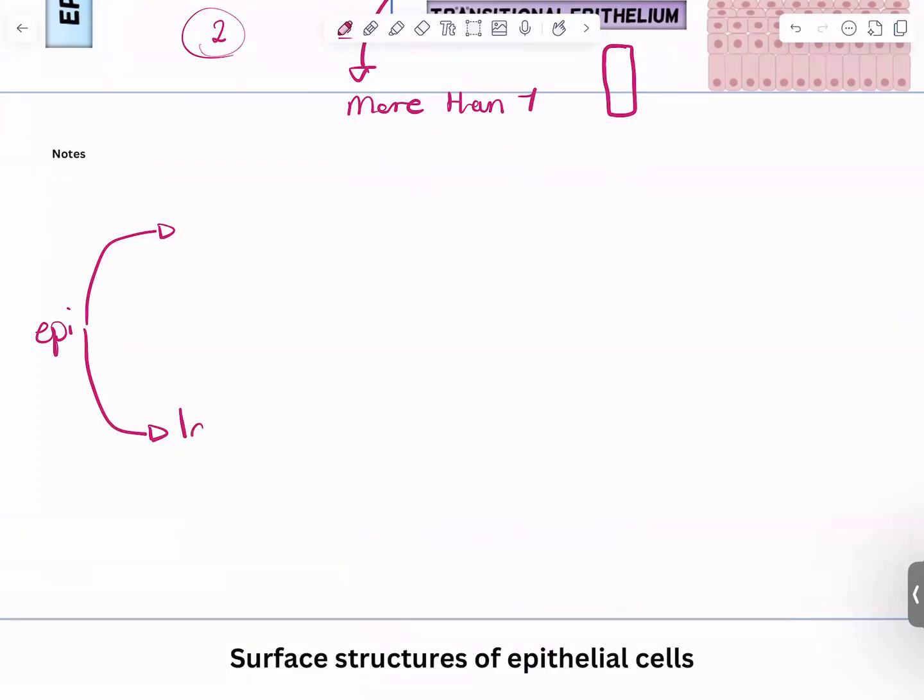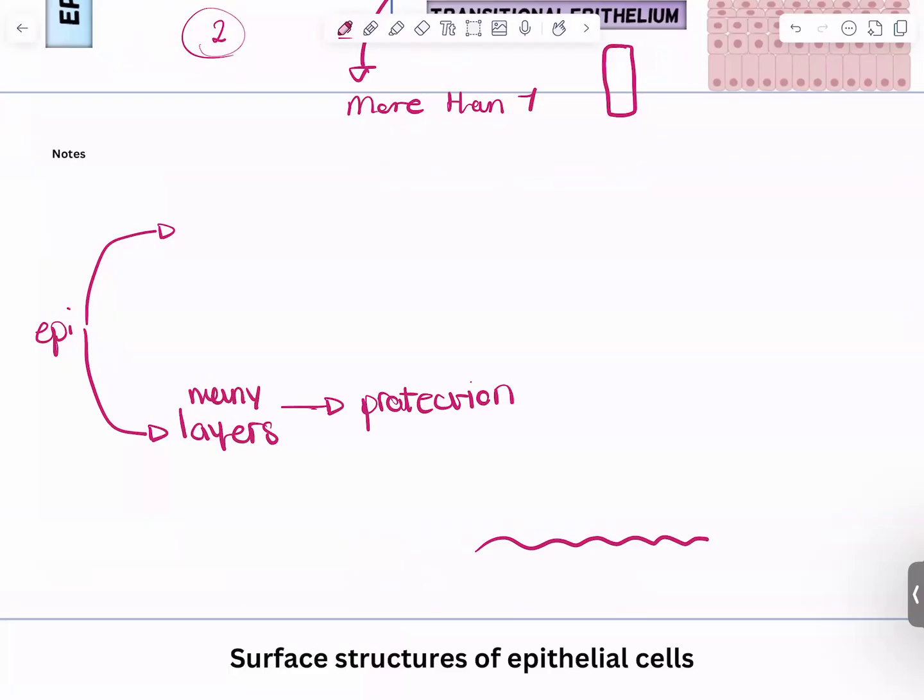When we have many layers of cells, what do you think? Why should we have many layers of cells for the epithelial tissue? The reason is protection. You know, when we discuss the skin, it's not one layer of cells. It's not enough. The bacteria, the virus, or in general harmful substances, they are strong enough to pass through one layer of cells.